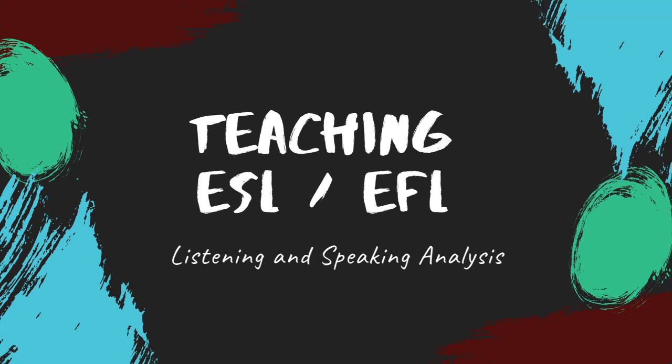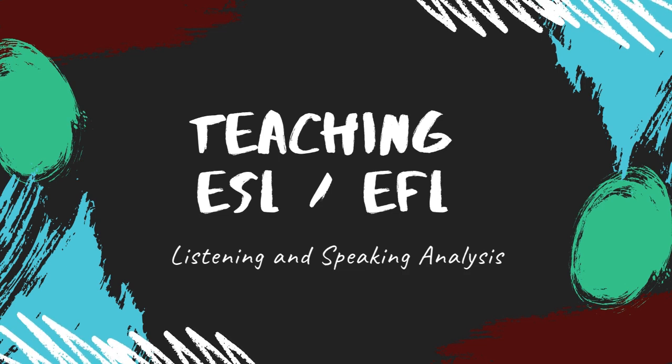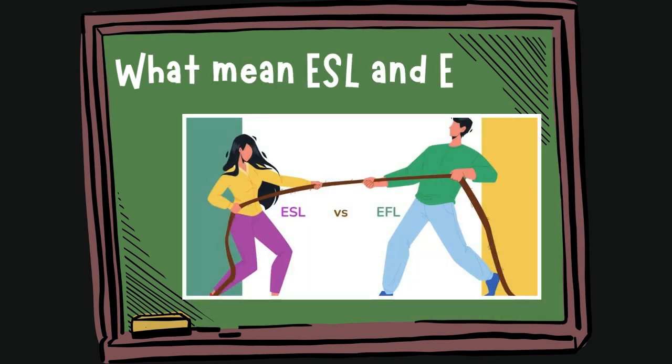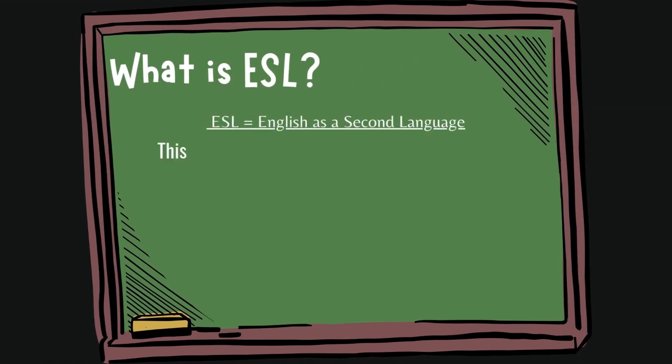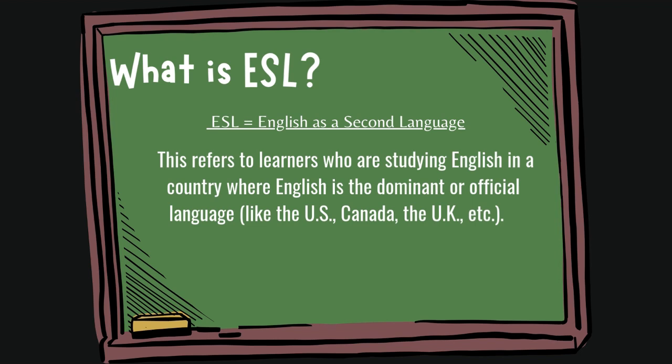Welcome to the class of today, teaching ESL or EFL in the area of listening and speaking analysis. First of all, we need to know what ESL and EFL mean. What is ESL? It's the abbreviation for English as a Second Language. This refers to learners who are studying English in a country where English is the dominant or official language. Some examples are the USA, Canada, the UK, etc. For example, a Spanish-speaking student learning English in New York.